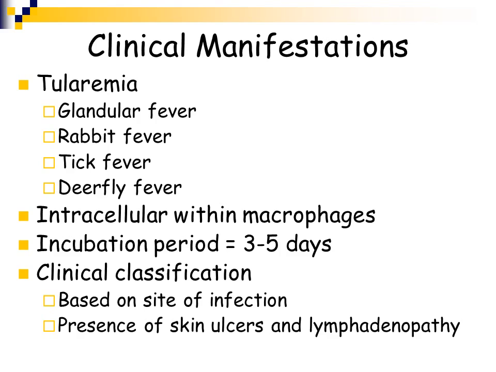And Francisella tularensis causes the disease tularemia. Tularemia is also known as glandular fever, rabbit fever, tick fever, and deer fly fever. Francisella tularensis is an intracellular organism. It can reside within macrophages, just like we talked about Brucella can. Incubation period is 3 to 5 days, and the classification is based on its site of infection. Also, if there are skin ulcers present and swollen lymph nodes present.